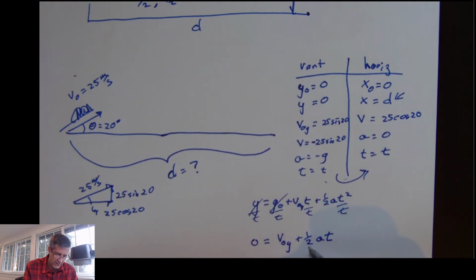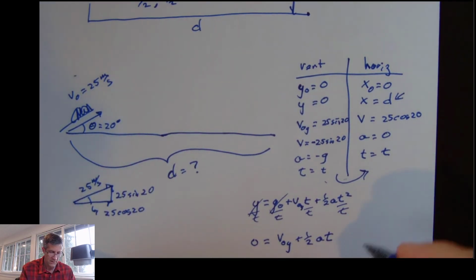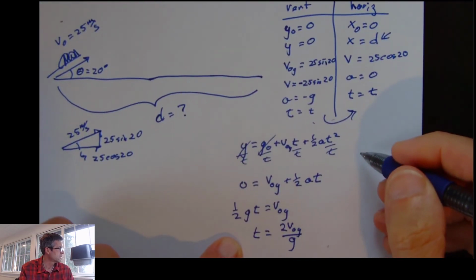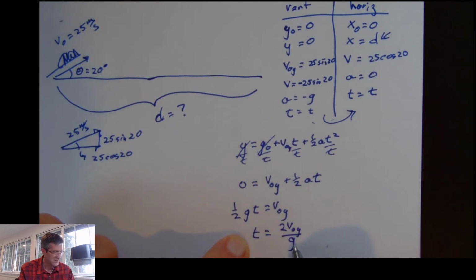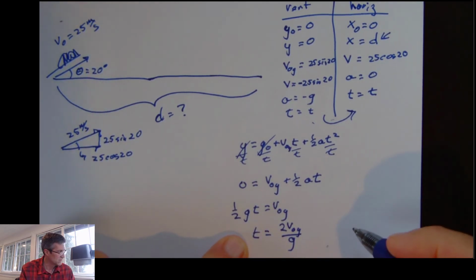I'm going to plug in negative g here, and then move this to the other side. So I'm going to have 1/2 g times t is going to be equal to v naught in the y direction. And I'm going to solve for time. So time is going to be 2 v naught in the y direction divided by g. Not so ugly. So that's what I ended up with. Check and make sure it makes sense to you.